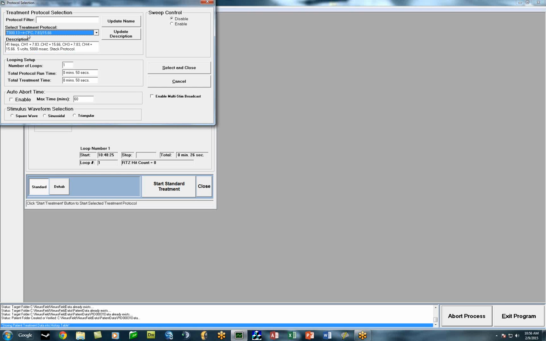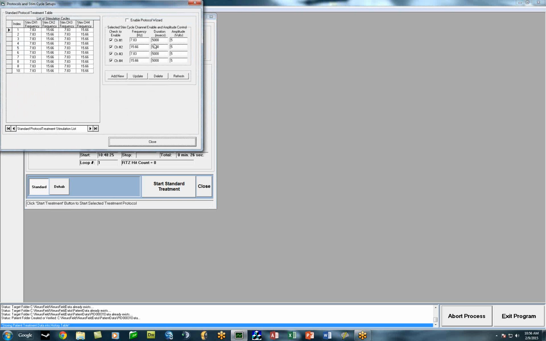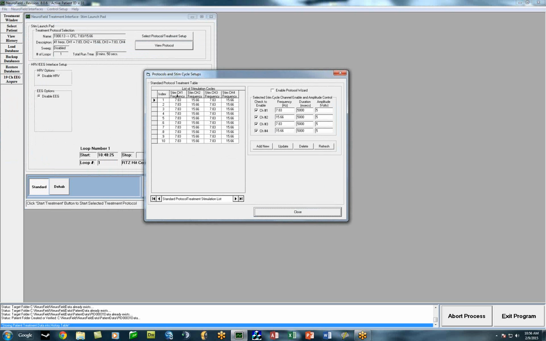The next protocol here is the 7.83 and 15.66. Let's take a look at that. 7.83 is the Schumann frequency, and 15.66 is the harmonic of a Schumann. So essentially what you're giving here is roughly SMR and theta together, but you're also creating a binaural beat, an electromagnetic binaural of 7.83.